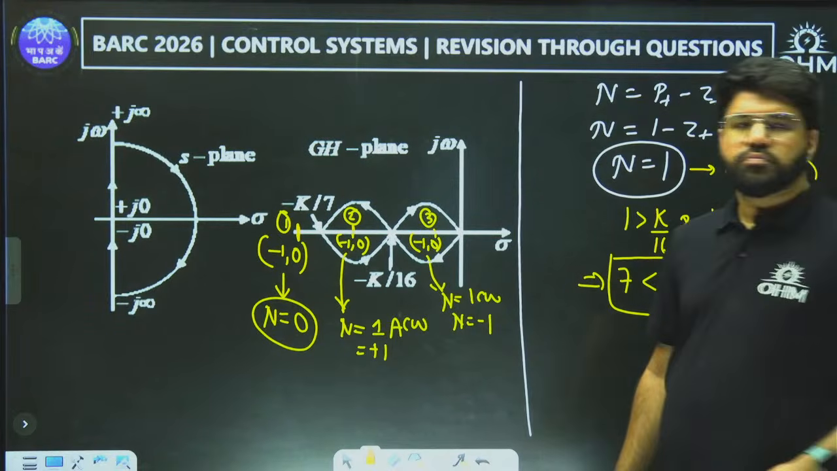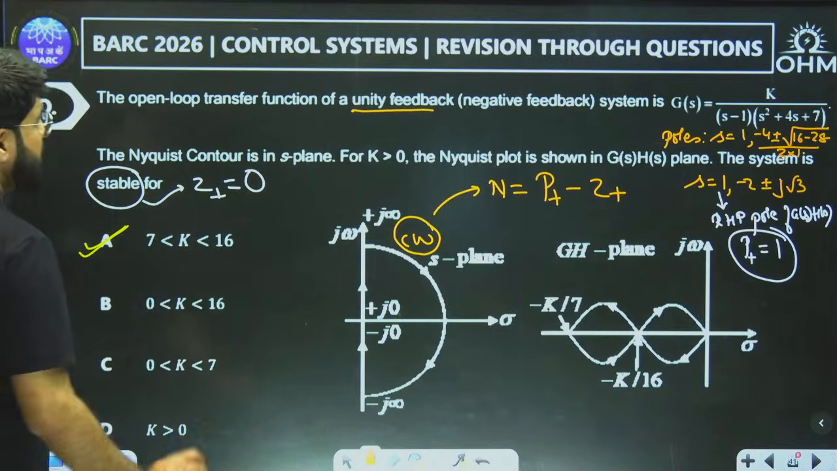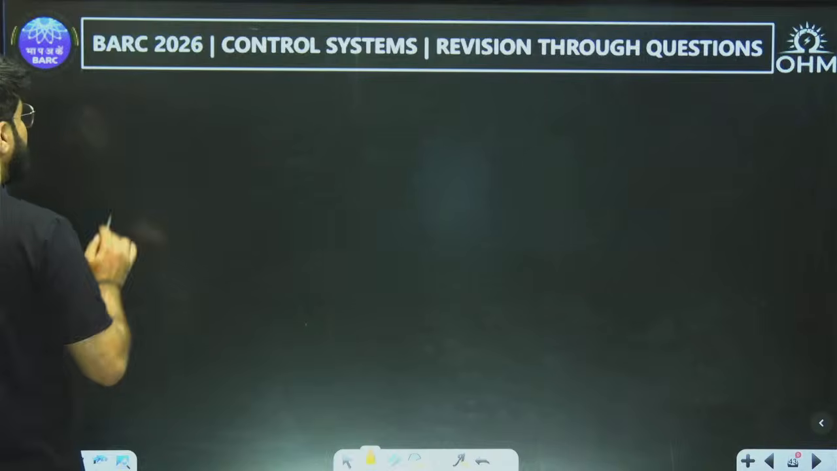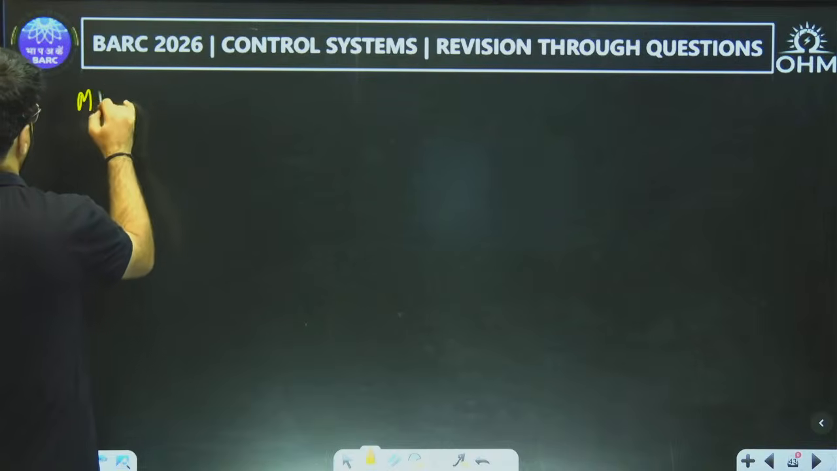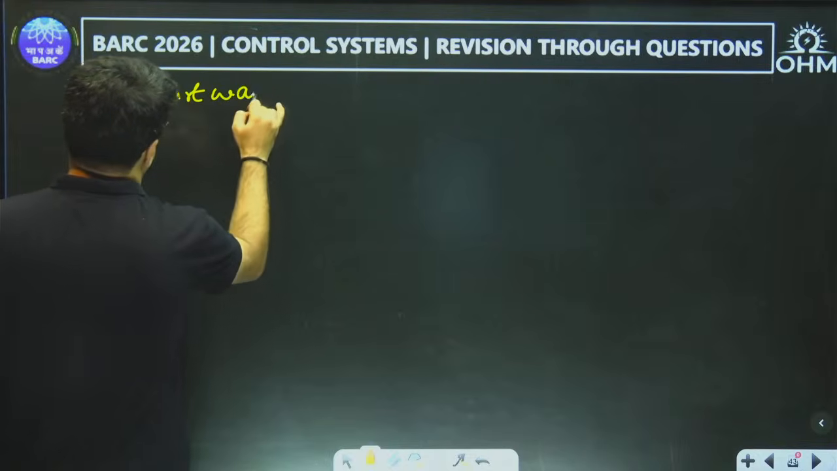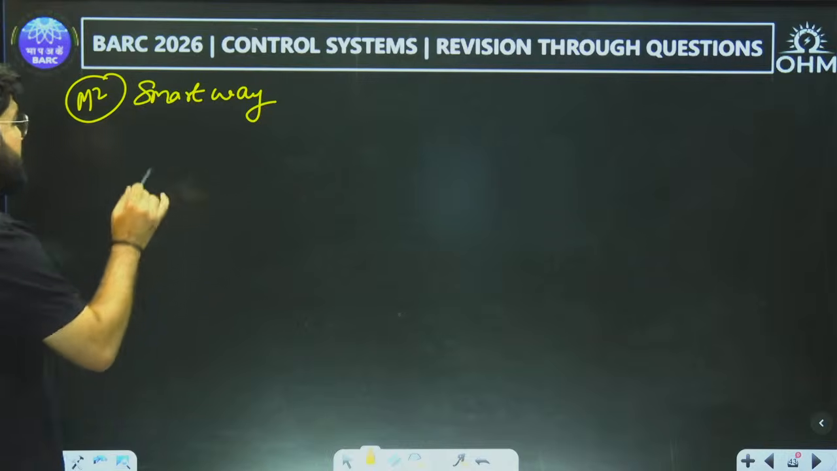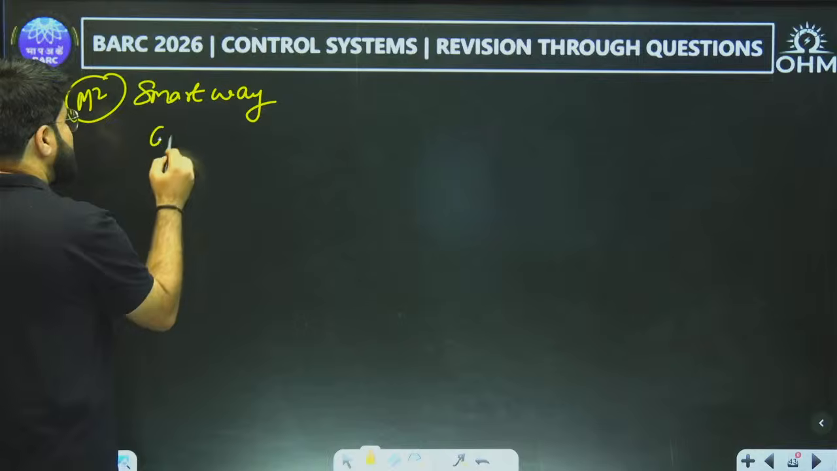Okay, this is the correct answer, right? Option number A. Now see, this is the Nyquist way of solving it. Now, what is a simple smart way to handle this question? A simple and very smart way is: G(s)H(s) is given.